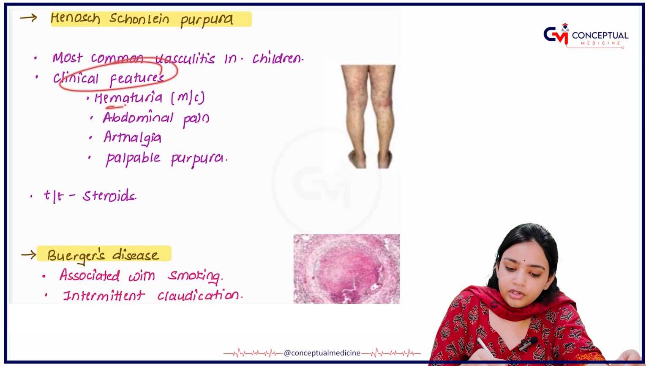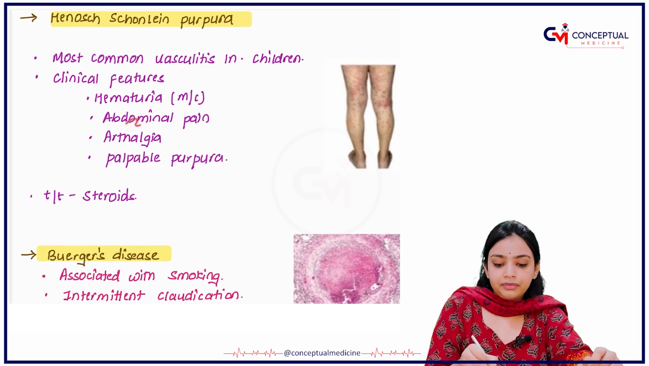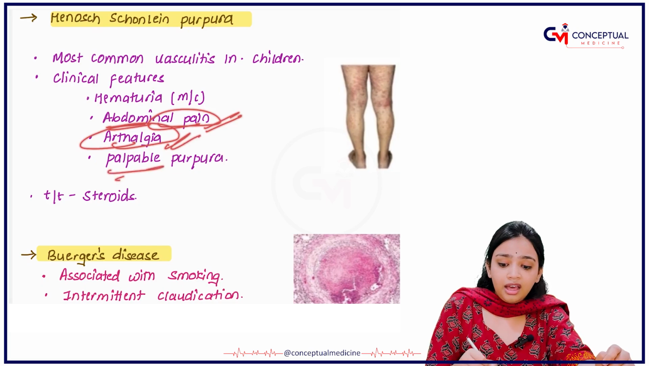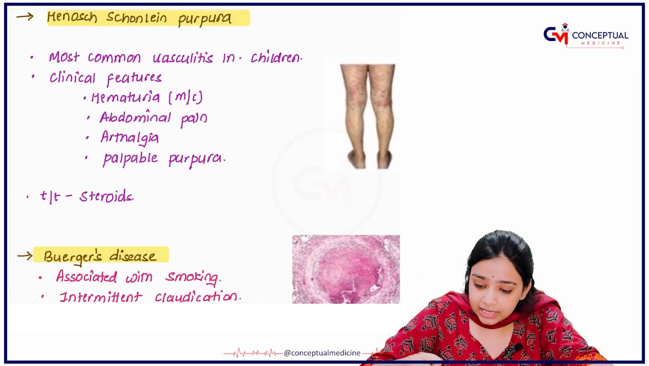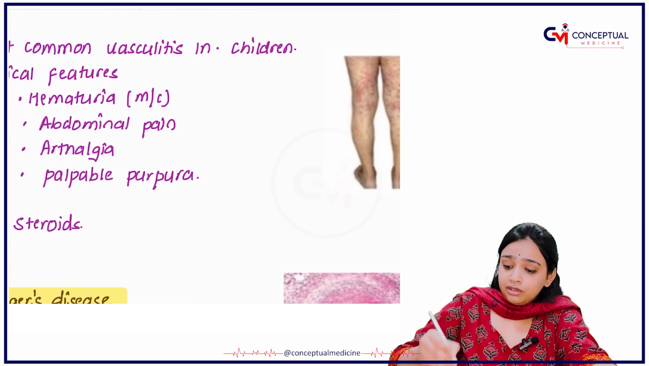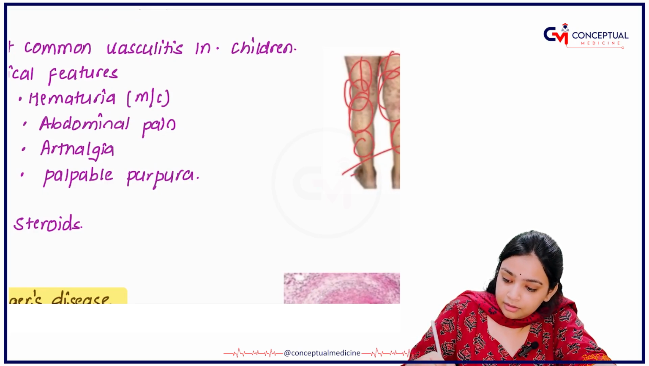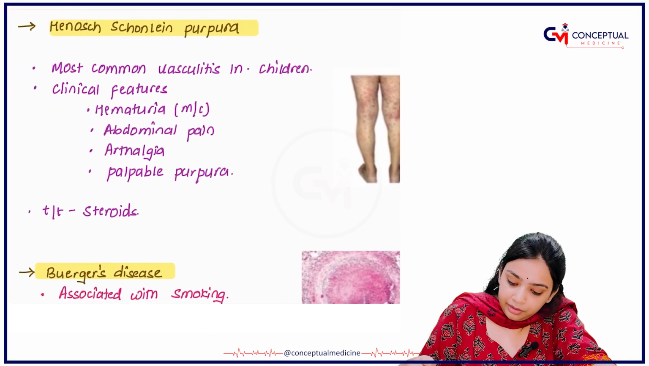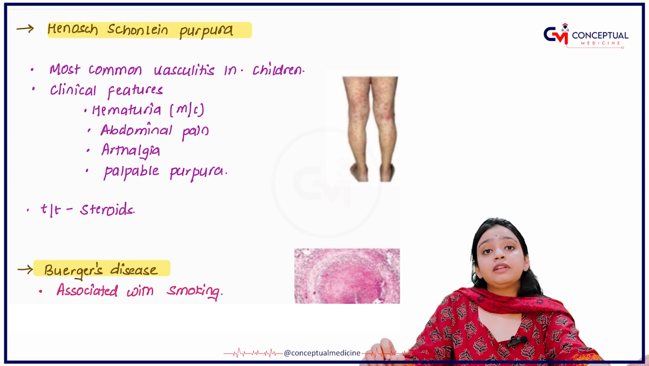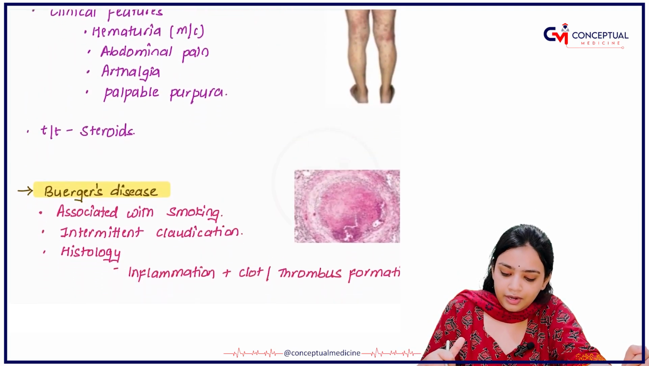The clinical features is, first one is hematuria. Hematuria means the color of the urine will turn red. Then the child will have the abdominal pain, arthralgia and the palpable purpura. See here in this figure, you are able to see in the skin how red things that have come, right? So all this legs of this person become red. Some rashes will come there, that are nothing but your purpuras that will come to the child, right? Treatment is steroids. Here we have given steroids, right?